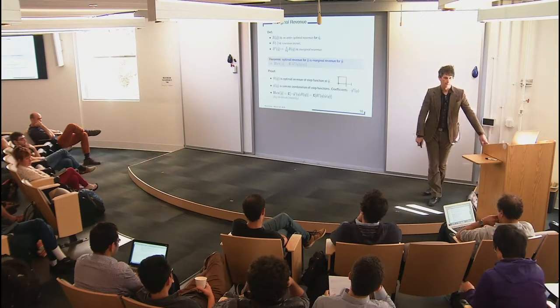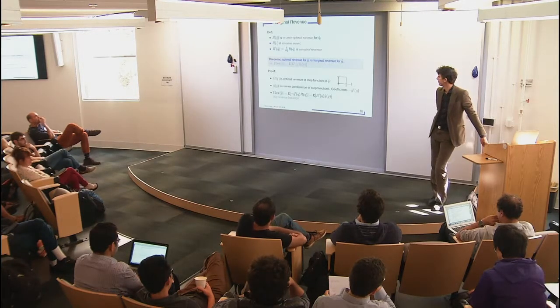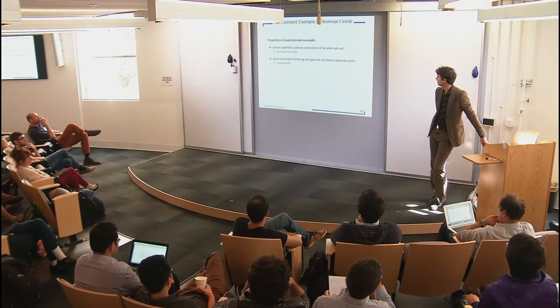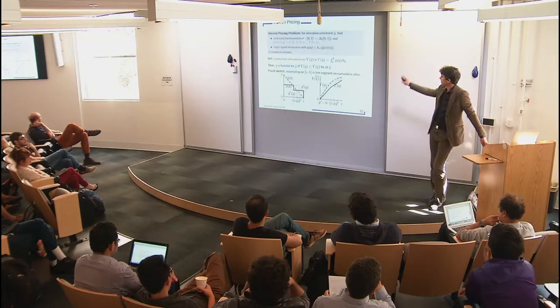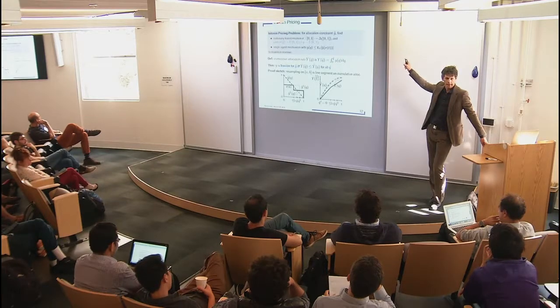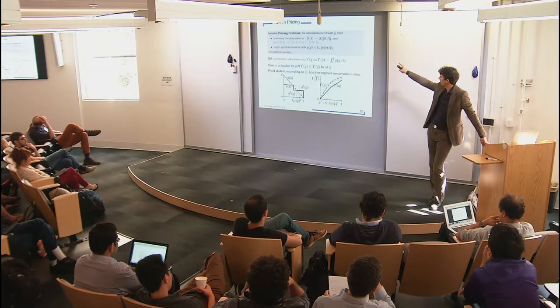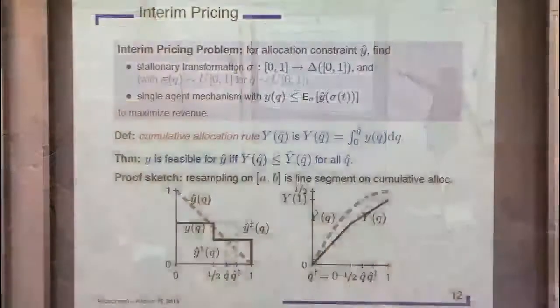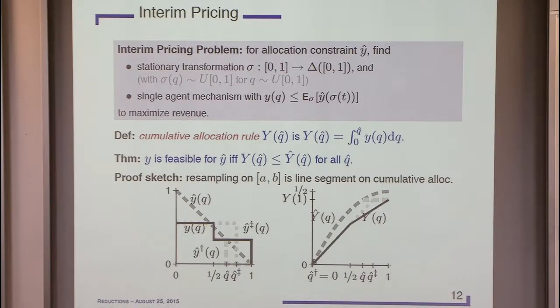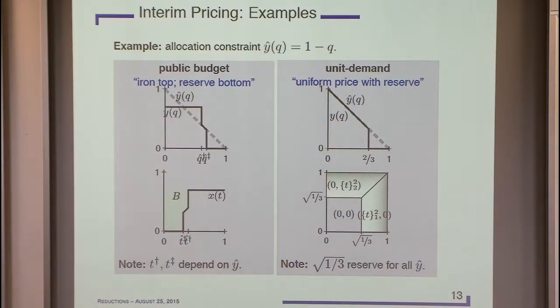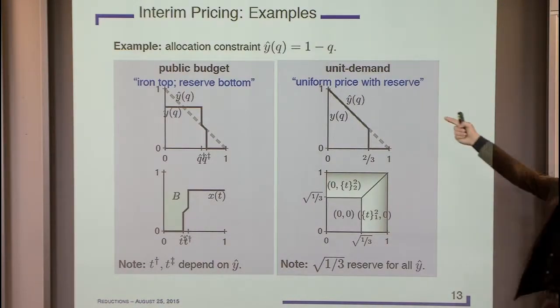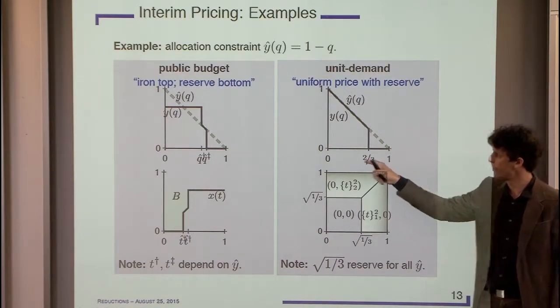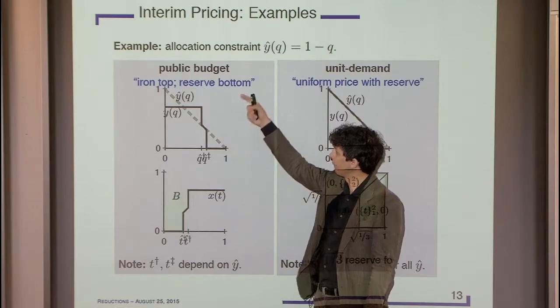Yeah? Right. Optimal revenue, what are you optimizing over? Great question. Let's remember that. So the interim pricing problem: for every allocation constraint y hat, I want to find a mechanism y that is constrained by that mechanism via some resampling transformation sigma. Over all such mechanisms that satisfy this constraint, that's your question. I gave you some examples of that. When I gave you allocation constraint y hat, you came up with this y. When I gave you the same allocation constraint y hat, but with a public budget, you gave me this other y.